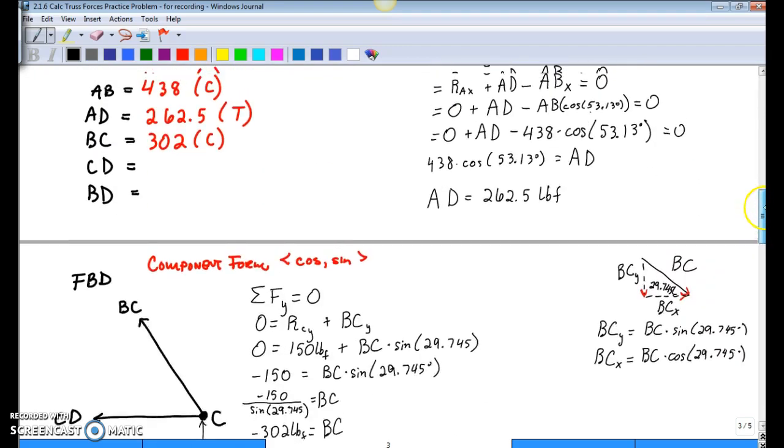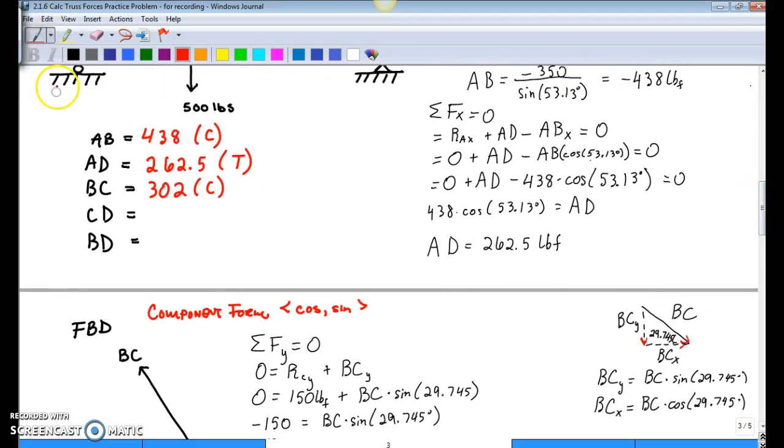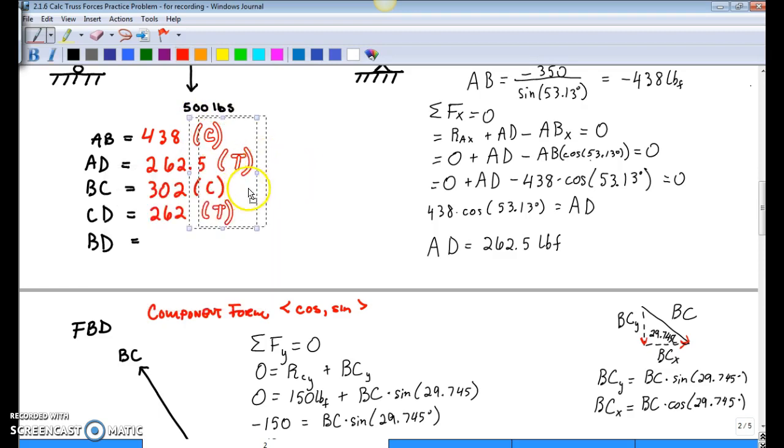So, again, positive. We assumed correctly that it was in tension. I'm going to come back up here and write 262 pound force. Well, I should have been putting pound force in all these. Let's see if I can't do that right now. I got most of them. Let's rewrite that. That was in compression.